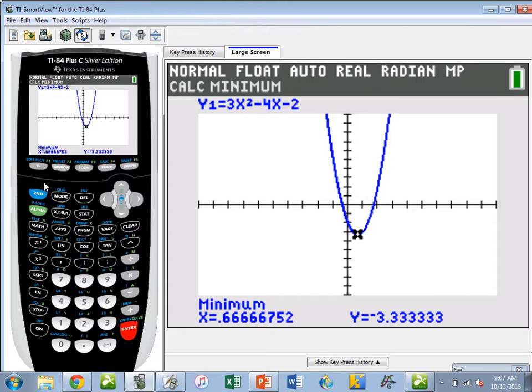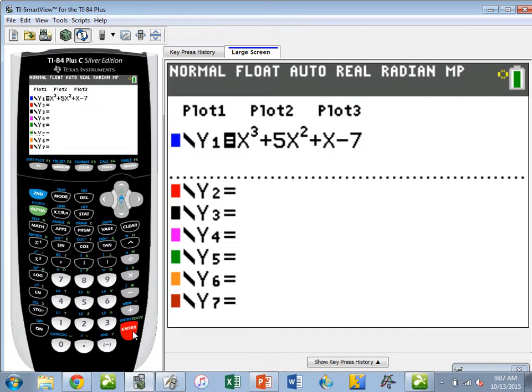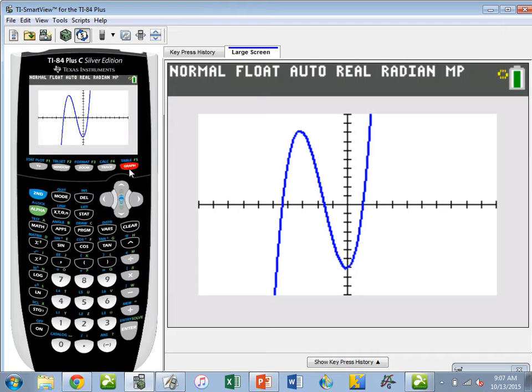So that's part A. For part B, I'm going to go back to y equals, and I'm going to put in x cubed plus 5x squared plus x minus 7. Once again, I'm going to graph this. I'm just looking for where the relative minimum is here. As you can see, this graph has a relative minimum down here pretty close to the y-axis. This also has a relative maximum up here, but in terms of answering the question that's being asked, the question is just asking me for where the relative minimum is.